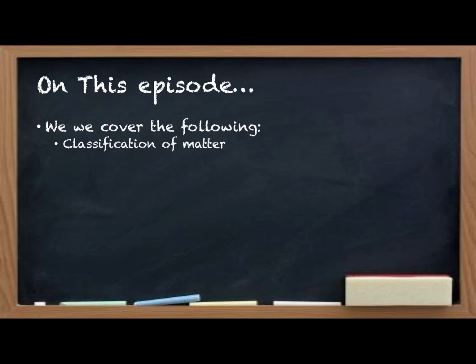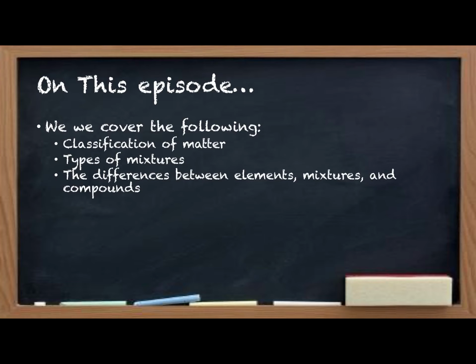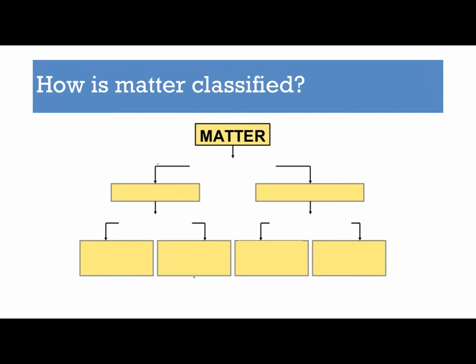Now on this episode we are going to cover classification of matter, types of mixtures, and the differences between elements, mixtures, and compounds. So this flowchart is the best flowchart there is to talk about matter, and it breaks it down, but it also has us ask a few questions about what we're looking at. The first question is, can it be physically separated? So I'm going to go into what all this stuff means later on, so let's just fill out this chart together. So can it be physically separated?